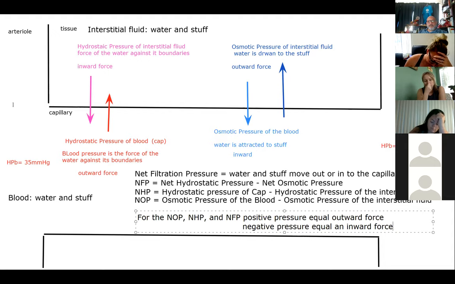All right. Questions on that? All right, excellent. If we understand all these pressures, then all we need are numbers and we can do some math. Go back and get some numbers.